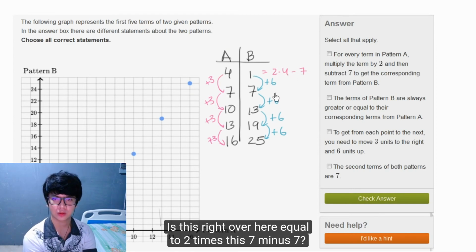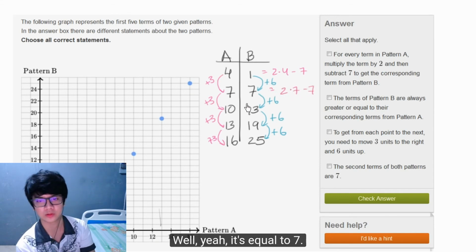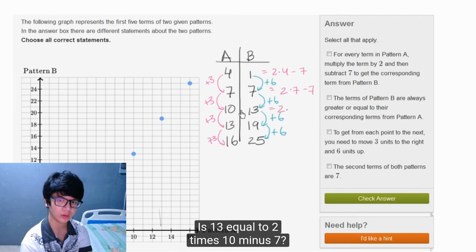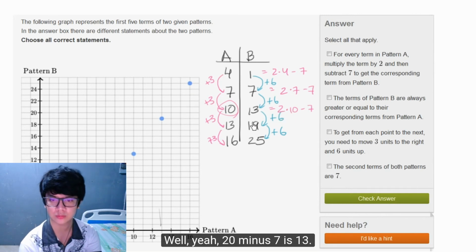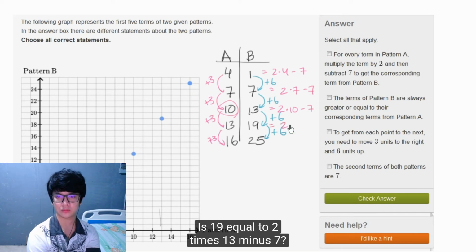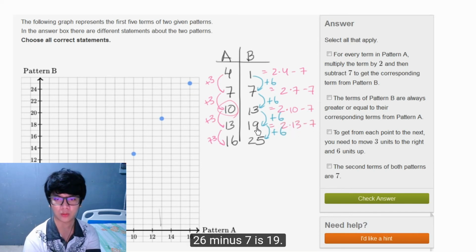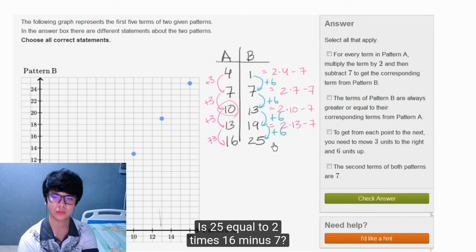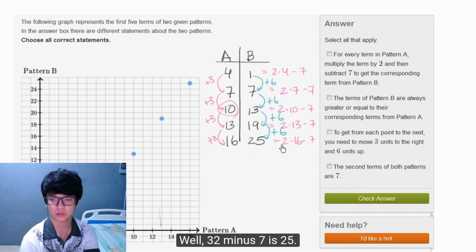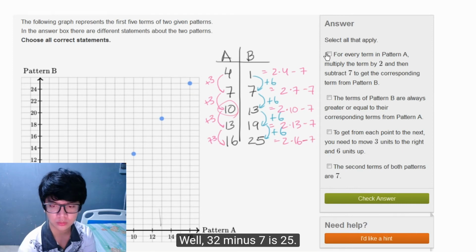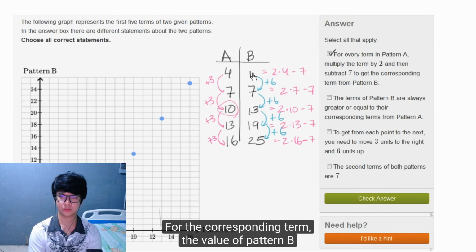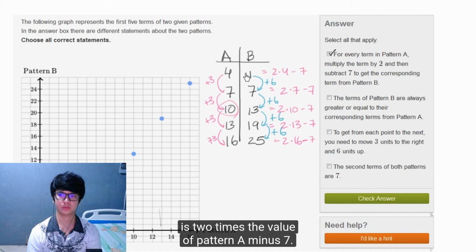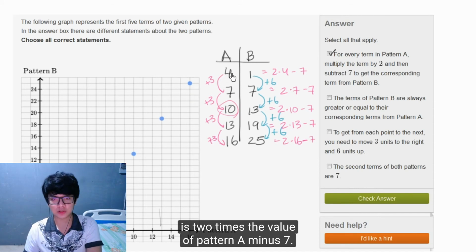Is this right over here equal to 2 times this 7 minus 7? Well, yeah, it's equal to 7. Is 13 equal to 2 times 10 minus 7? Yeah, 20 minus 7 is 13. Is 19 equal to 2 times 13 minus 7? 26 minus 7 is 19. Is 25 equal to 2 times 16 minus 7? Well, 32 minus 7 is 25. So this first statement checks out. For the corresponding term, the value of pattern B is 2 times the value of pattern A minus 7.